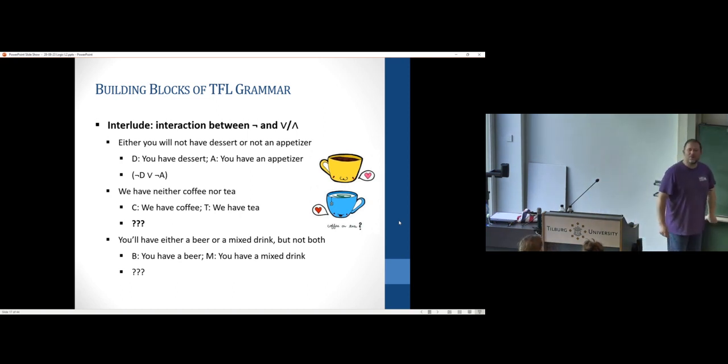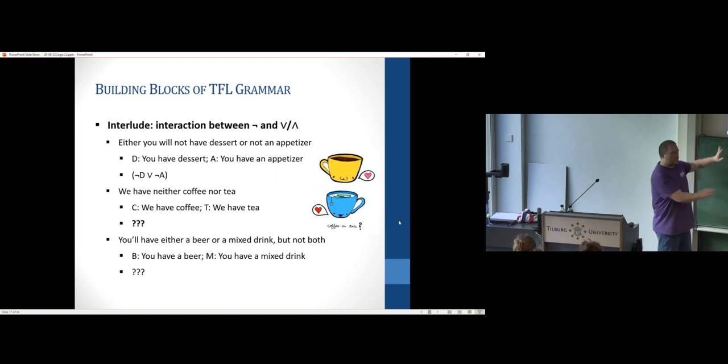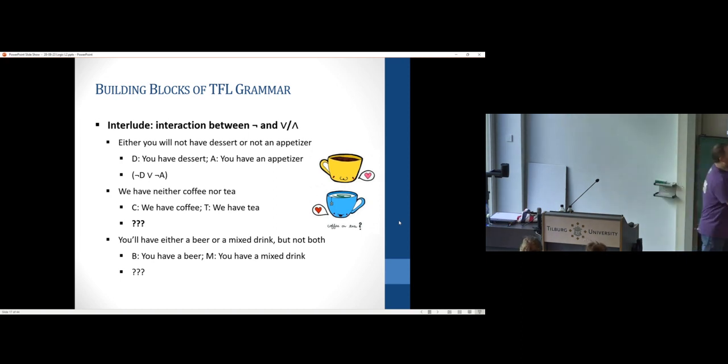Let's suggest one more option. I don't really understand the phrasing of the first two. When you say you will not have D and A, why would it be described as either not D or not A, like how it's written down? Good. So let's think about these two.